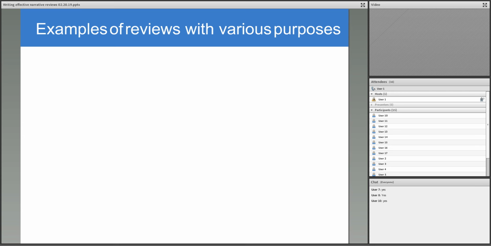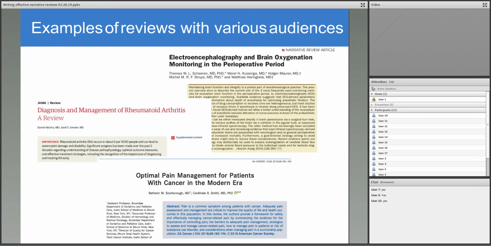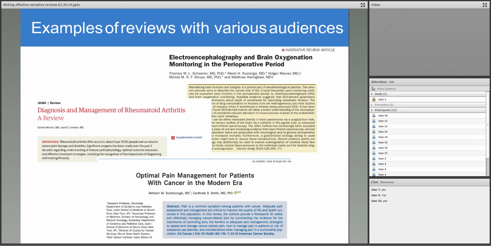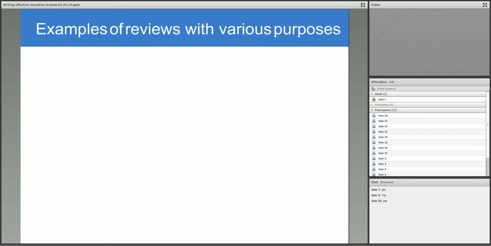Here are some examples of studies with different types of purposes. Okay, sorry about that. The images for the purposes are not showing up, but I'll just read the titles of the screenshots to you.